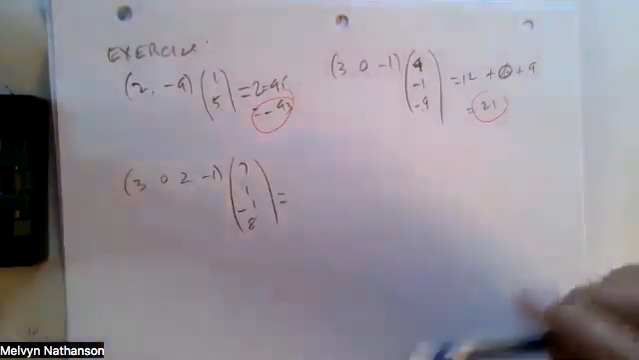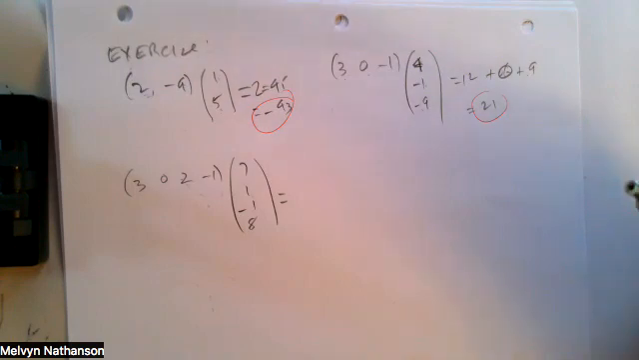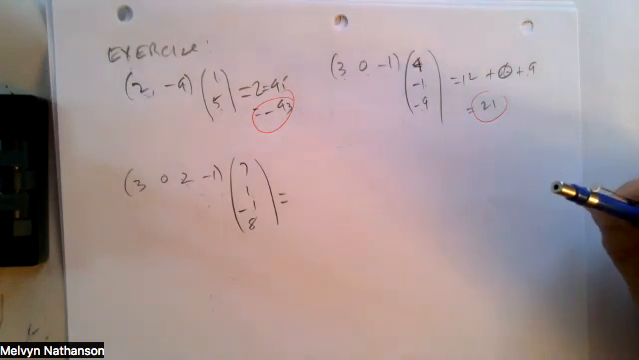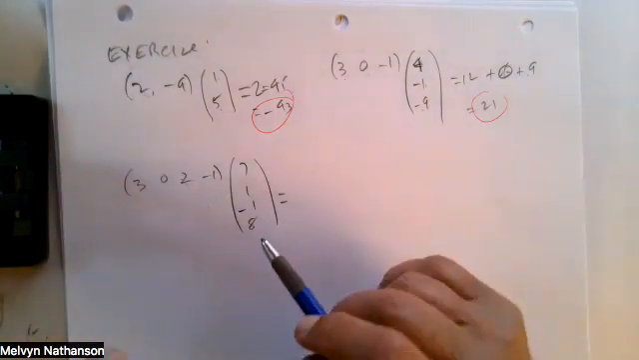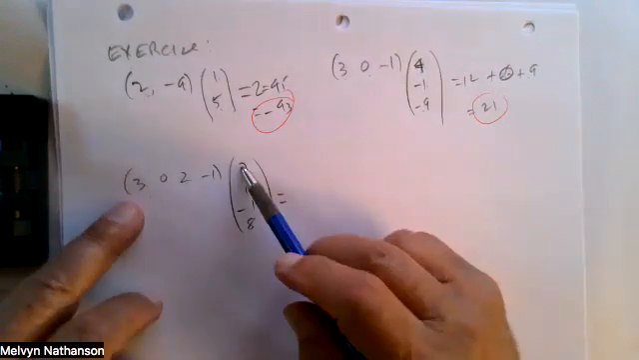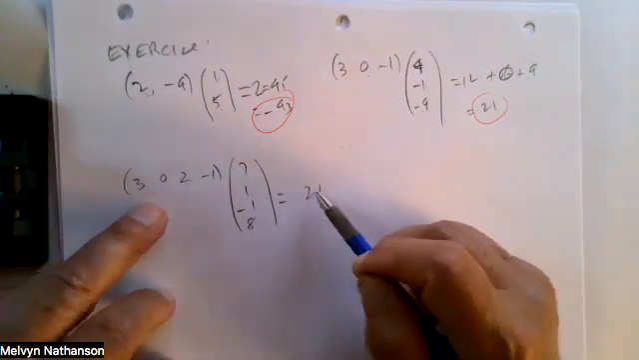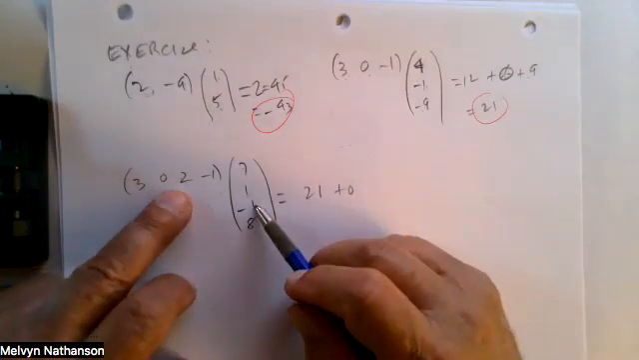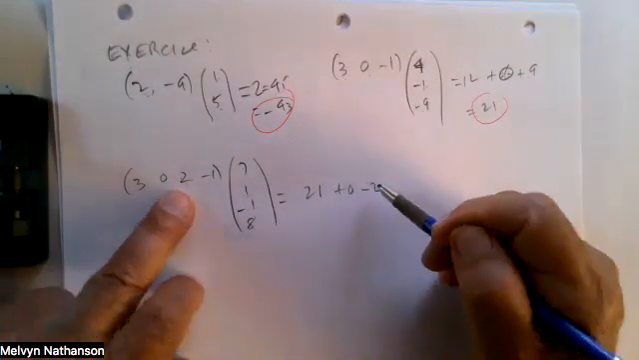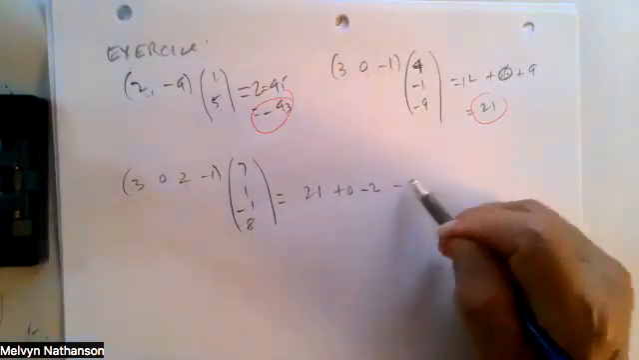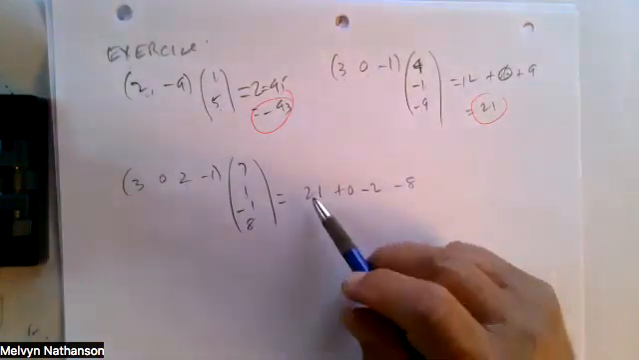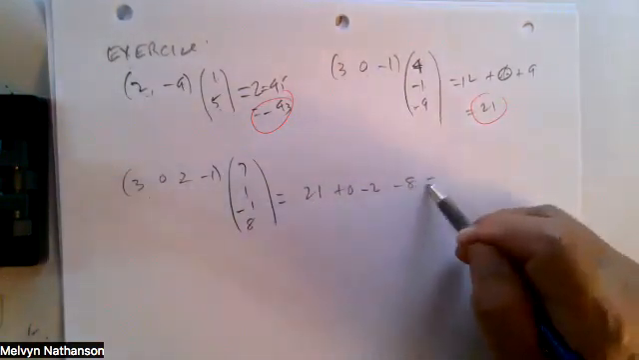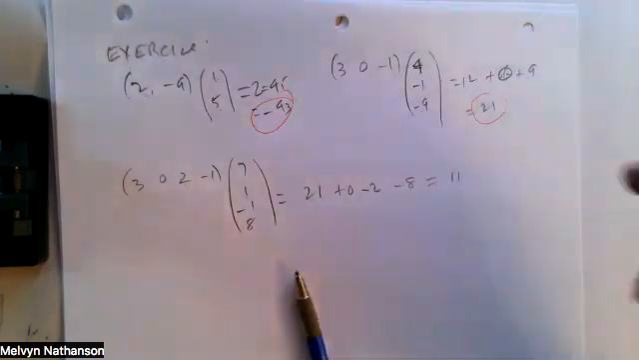And in the four-dimensional case, I think I got 11 for that. Let's see, 3 times 7 is 21. 0 times 1 is 0. 2 times minus 1 is minus 2. Minus 1 times 8 is minus 8. So this is 21 minus 10, which is 11. Yes.